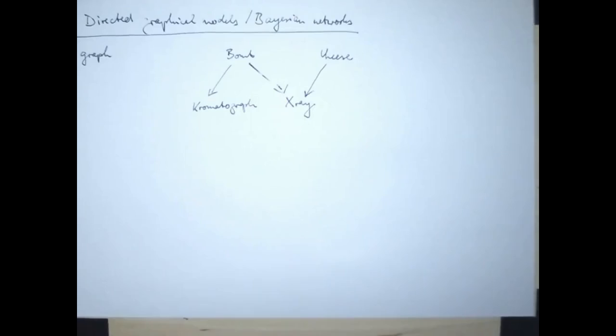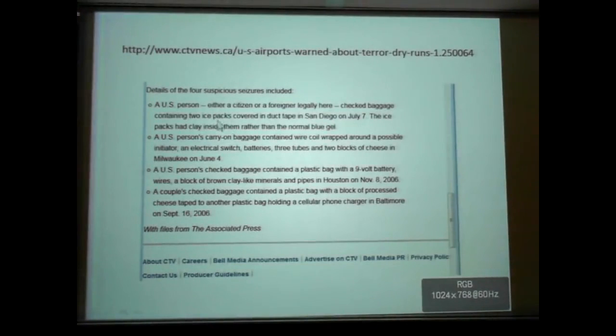So it's not a good idea to walk through airport security with a kilogram of cheese taped together with duct tape and with wires hanging out, because people who do that are very suspicious. And I think I have a screenshot somewhere from people who got arrested. So, you know, the guy carrying ice packs covered in duct tape, a wire coil wrapped around something that looked like an initiator, and 2 blocks of cheese, and so on.